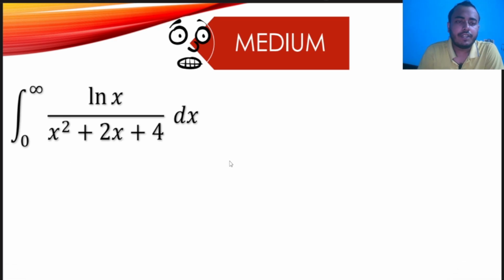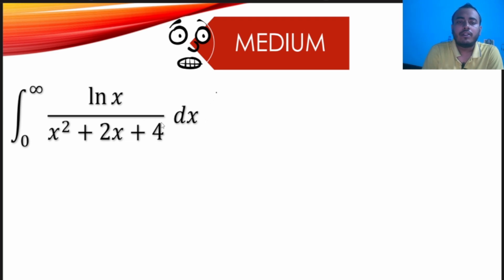In the medium level problem, we have the integral from 0 to infinity of ln of x divided by x squared plus 2x plus 4 dx. Now, this integral has ln of x, and then a quadratic polynomial to be precise. There is a certain way of solving this kind of problem, which is not going to be very obvious at first. If you try substituting things here like ln x equals t, you might make things worse than they were before. So there's a particular technique you need to use here, and I'm going to introduce you to that technique to find the value of this kind of integral.